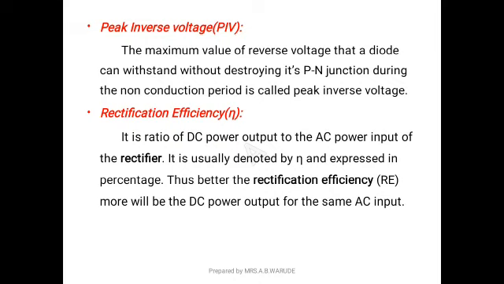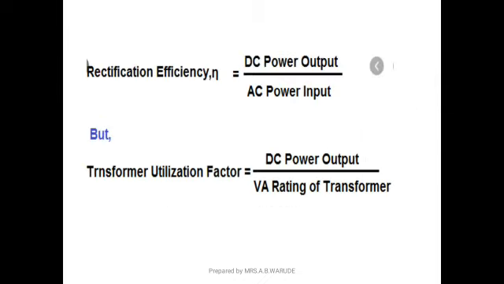Rectification efficiency is the ratio of DC power output to the AC power input of the rectifier. It is usually denoted by the symbol eta and expressed in percentage. Thus, the better the rectification efficiency, the more the DC power output for the same AC input. We can write the formula for rectification efficiency: eta is equal to DC power output upon AC power input.